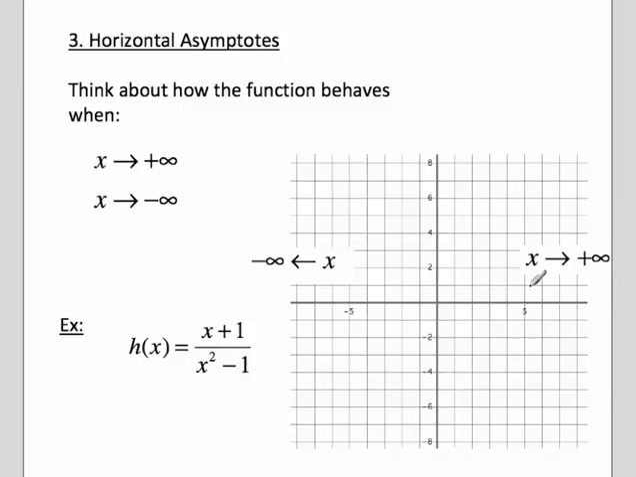Graphically, that means we're thinking about moving far to the right as x becomes a very large positive number and far to the left as x becomes a very large negative number. So here's an example. The function h of x is equal to x plus 1 over x squared minus 1. Now, drawing on what you've learned already, you might want to simplify this function by factoring the denominator, which factors to x plus 1 times x minus 1, and canceling the common x plus 1 factor that's in the numerator and the denominator.